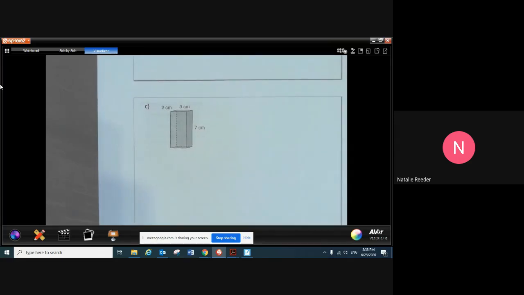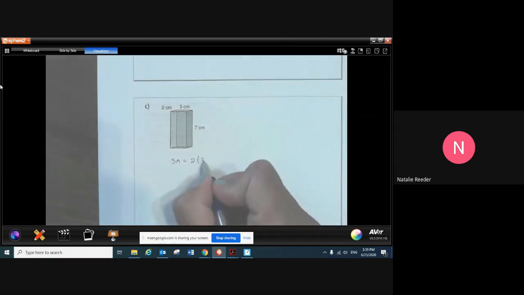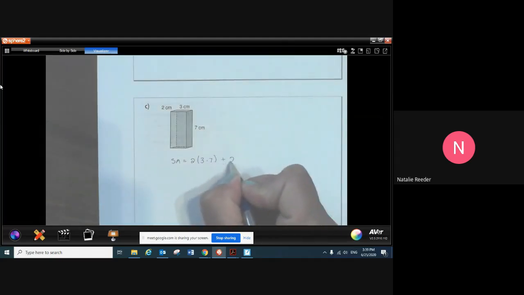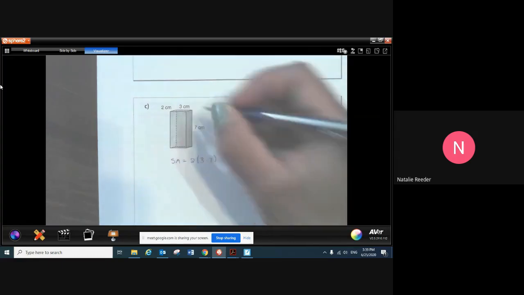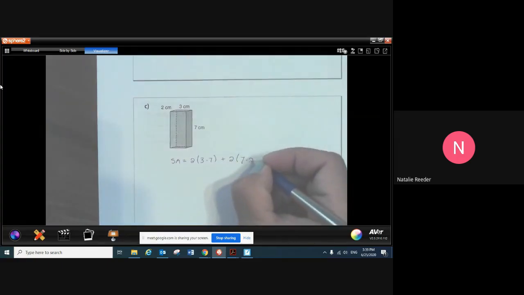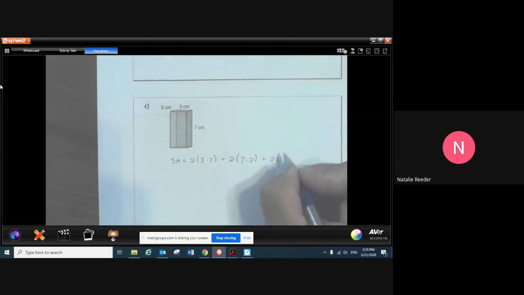So again, it's the same steps. Surface area equals 2 times the area of the front. So the front is 3 by 7, plus 2 times the area of the side. And the side is 7 by 2, plus 2 times the area of the top, which is 2 by 3.